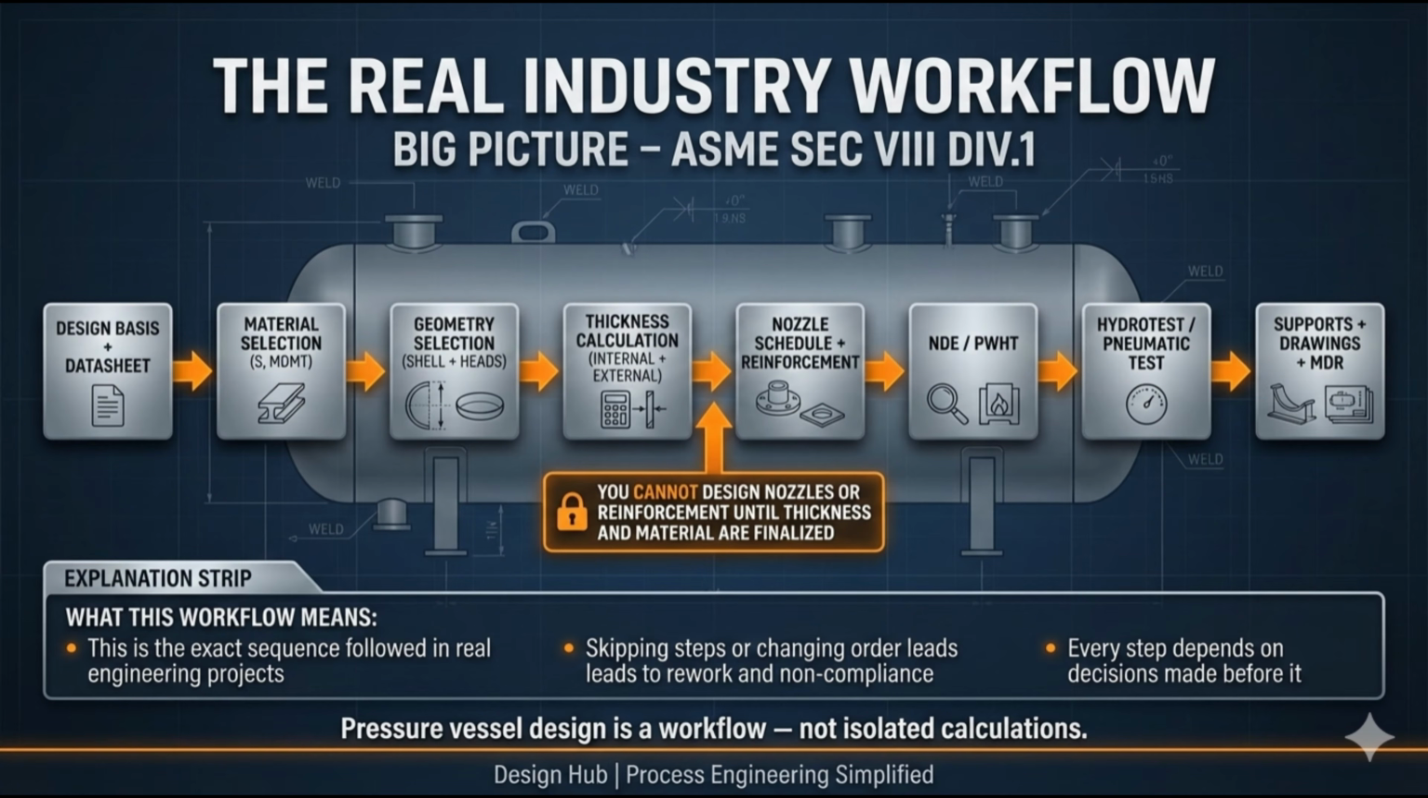Here is the real sequence used in industry. First, you freeze a design basis and datasheet. Then material selection based on temperature and MDMT. Then geometry. After that, thickness checks, internal and external pressure. Then nozzles and reinforcement. Then NDE and PWHT. Then hydro tests, supports, drawings, and final manufacturer data book.